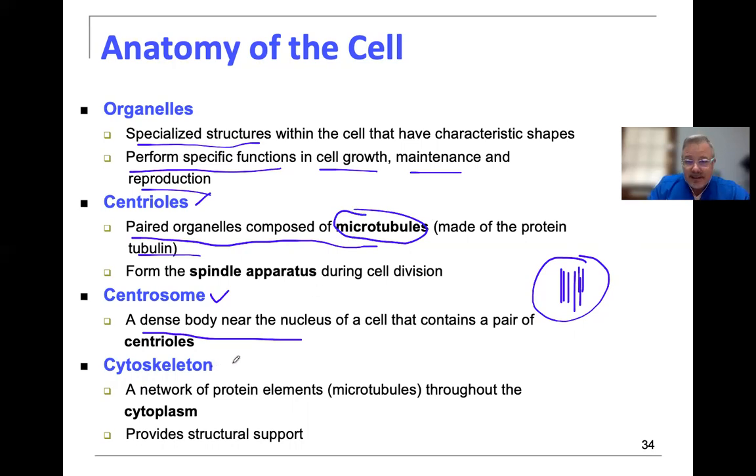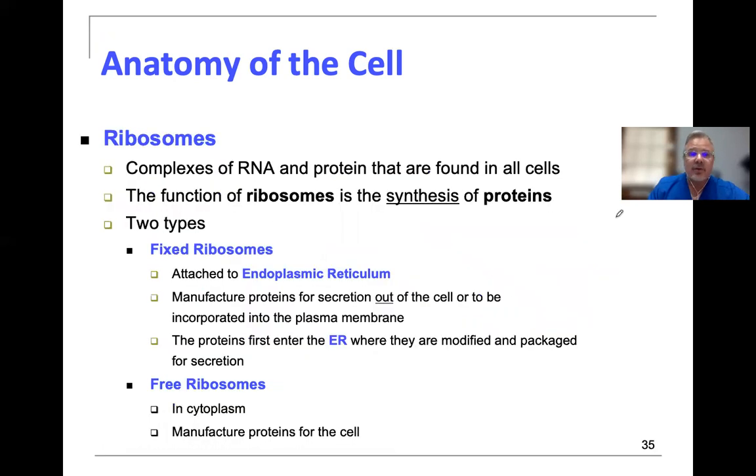The cytoskeleton, these microtubules actually are part of the cytoskeleton, where you have microfilaments and intermediate filaments and microtubules. They provide support. You're going to hear of these when we talk about muscles, and we talk about actin and myosin, these two contractile proteins. Ribosomes are really important. When we think of ribosomes, their primary function is in the synthesis of protein. These ribosomes are produced by the nucleolus, okay?